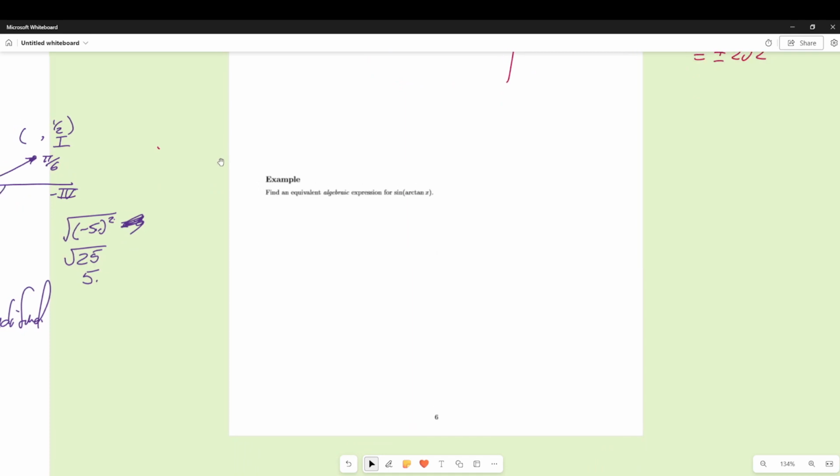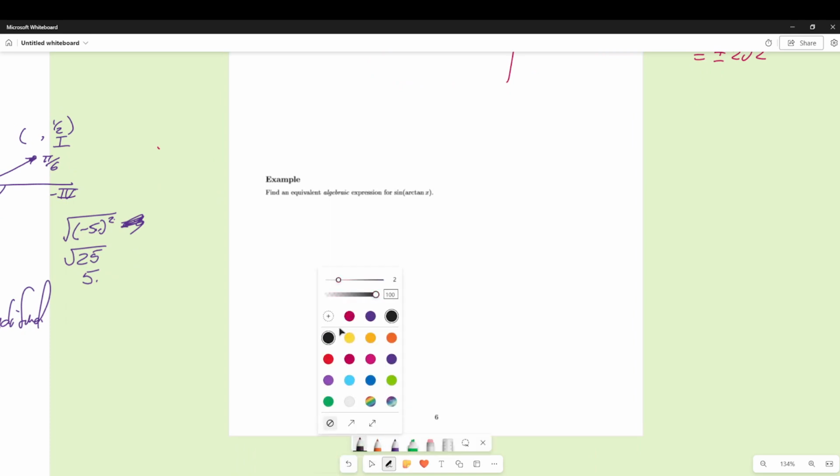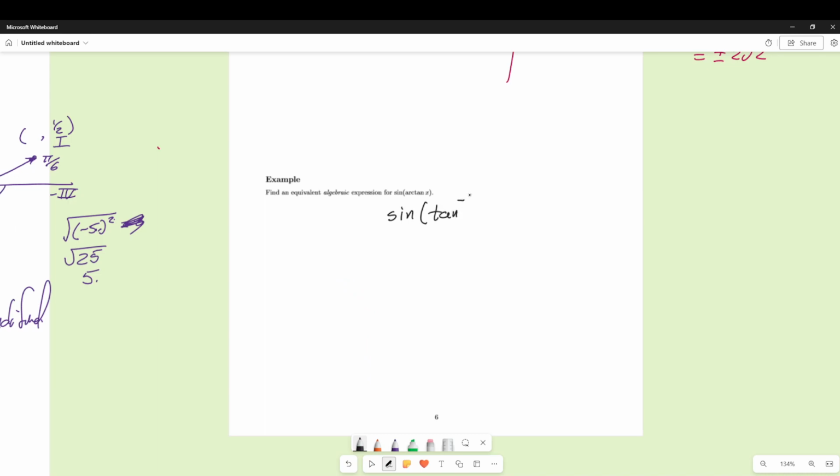We can even go a little further. I think this is our last one. The sine of the arctangent of x, and again, I'm going to rewrite this as sine of tangent inverse of x. I don't care which one you use. You can use either one. I'm going to tend to use the inverse notation just for consistency, but use whichever one you want. Now this one's a little more obscure.